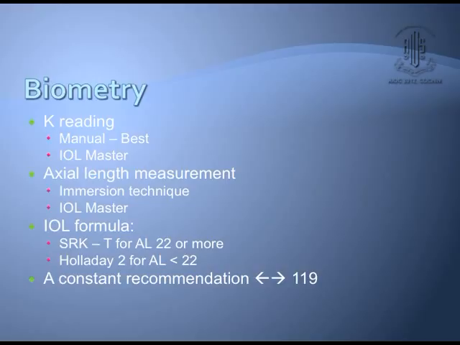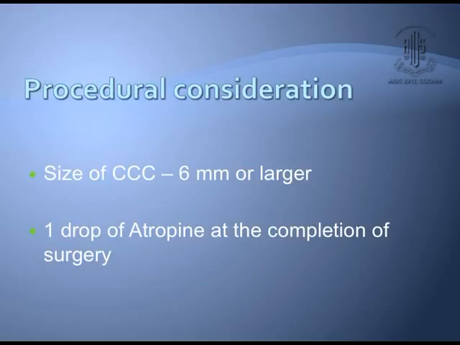Biometry: SRK/T A constant is 119. Manual K reading is best because that is from the periphery. The size of the CCC should be larger than 6 mm or around 6 mm, so it gives space for the movement of the optic forward and backward, because if it is smaller, a rhexis of 5 mm, it will be difficult, and sometimes it will prevent the optic's forward movement.